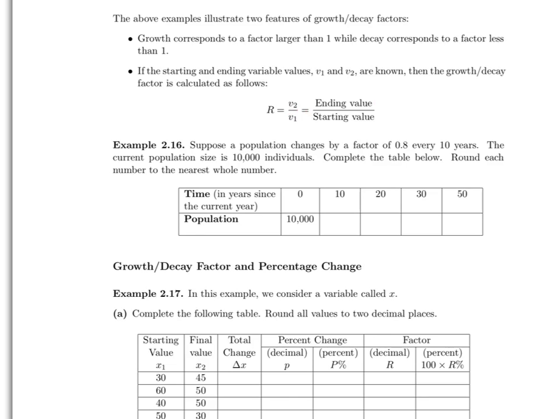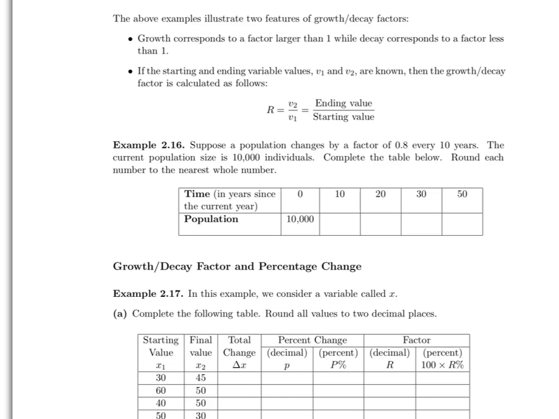Let's go ahead and do one last example. Suppose a population changes by a factor of 0.8 every 10 years. The current population size is 10,000 individuals. Complete the table below, and we will round all numbers to the nearest whole number.